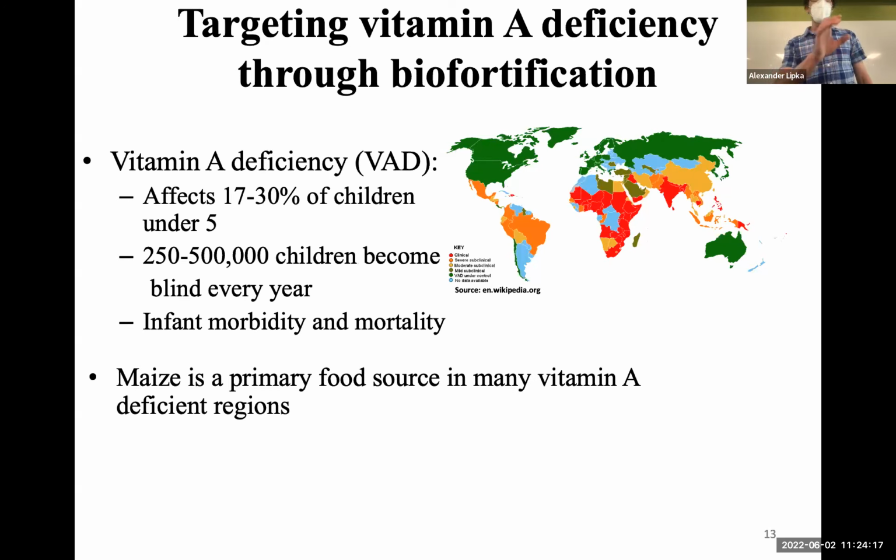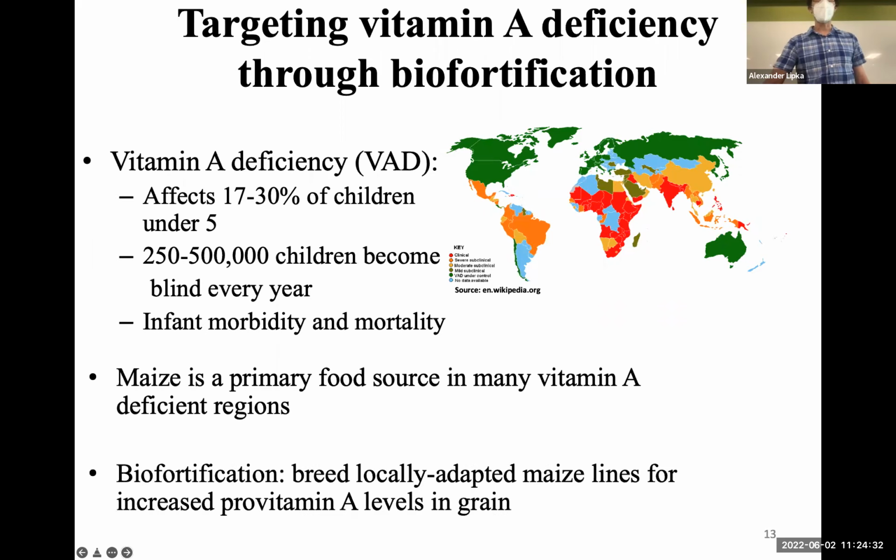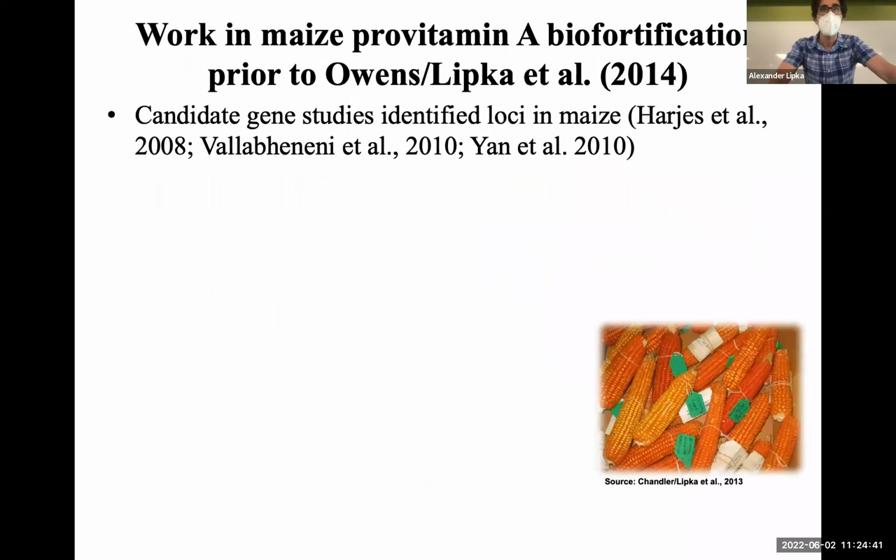Now, maize is a primary food source in many vitamin A deficient regions. In particular, the oranger and redder the region, the more prevalent vitamin A deficiency is. And in a lot of these regions, maize is eaten. So biofortification is to breed locally adapted maize germplasm so that you have higher provitamin A levels. I've done work in the past for biofortification.